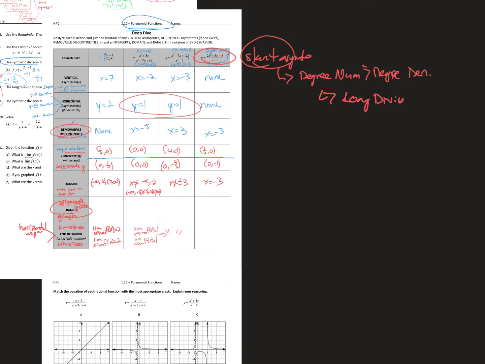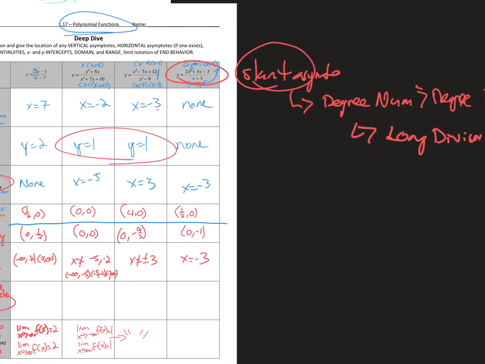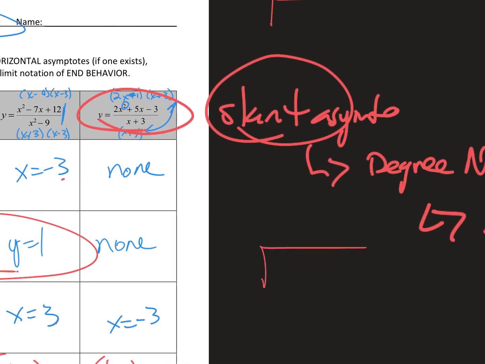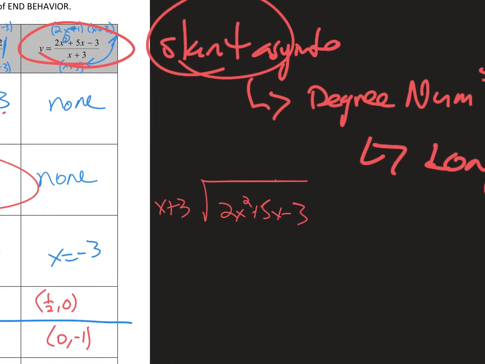You're going to divide whatever your function is. So in this case, let me do it down here so we can actually do it, x plus 3, and we would take 2x squared plus 5x minus 3. Whatever your quotient is, minus the remainder, we don't worry about the remainder, this is going to be your slant asymptote. That's basically where the function goes at the ends of the graph.